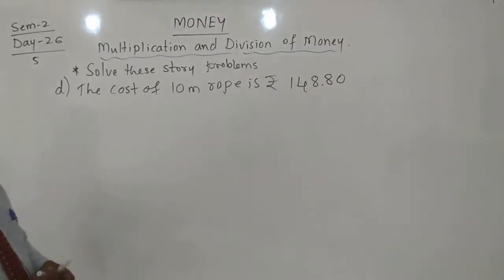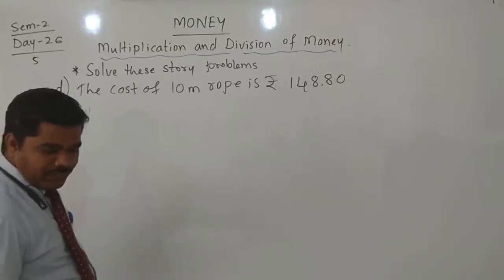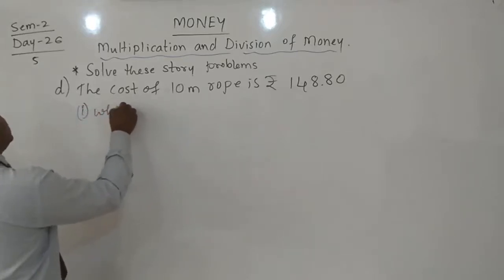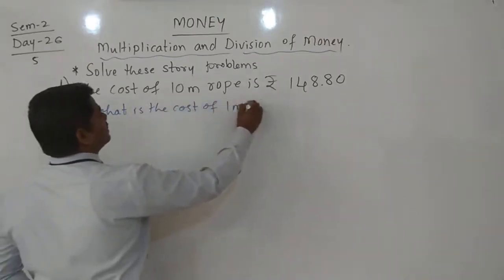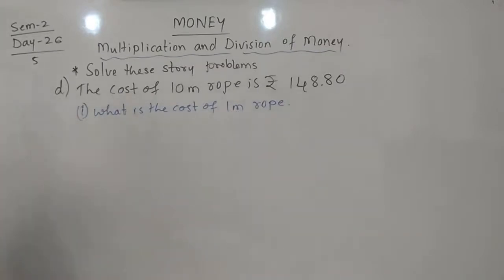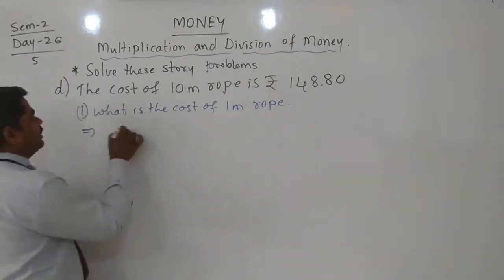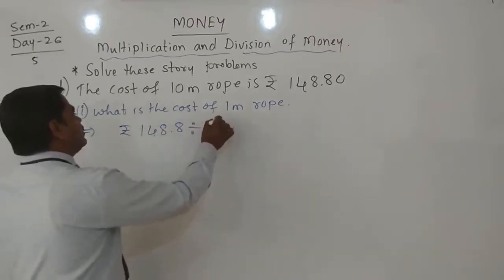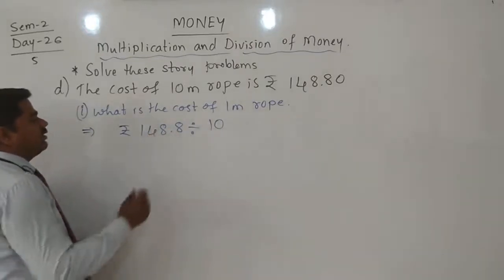Here there are sub questions. We can find, what is the cost of 1 meter rope? Then you have to go from many to 1. Converting 10 to 1 means you should find the value of 1 meter, so divide rupees 148.80 by 10 meter. Then it is very simple, you can convert here.